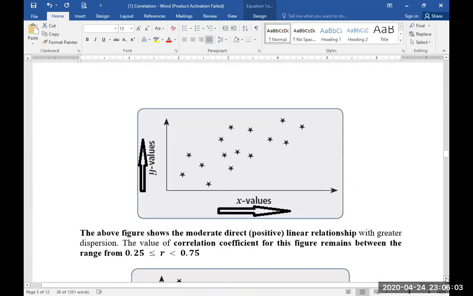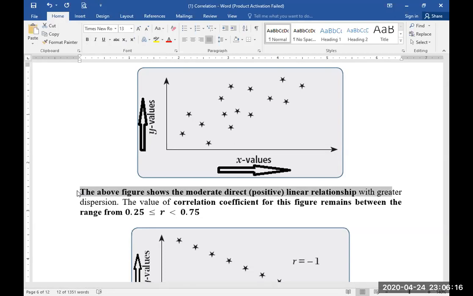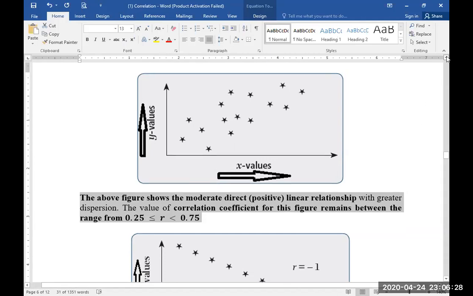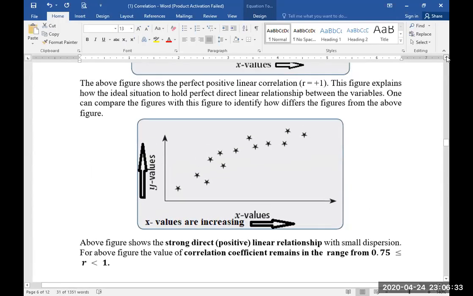In the following figure, the dispersion increases between the variables. The above figure shows the moderate direct or positive linear relationship with greater dispersion. The value of the correlation coefficient for this figure remains in the range from 0.25 to 0.75. The above graphs are all related to the direct linear relationship.